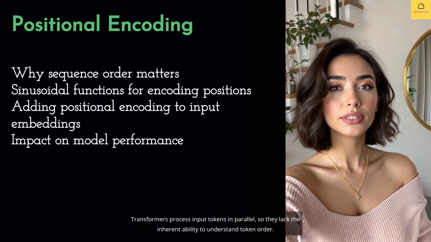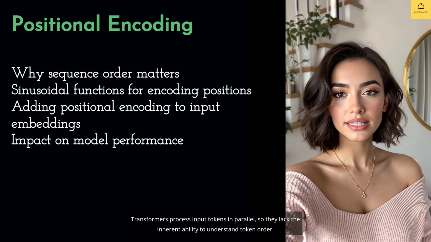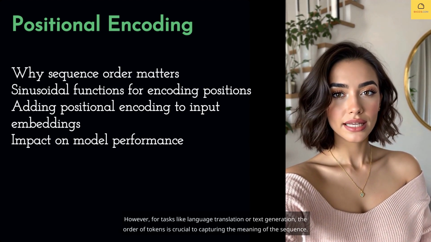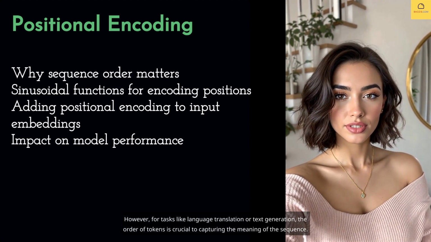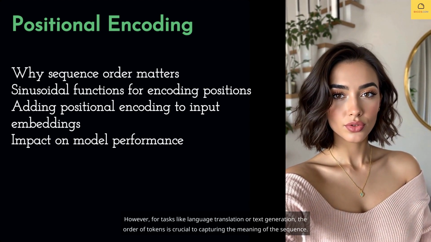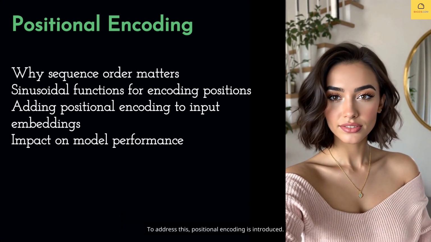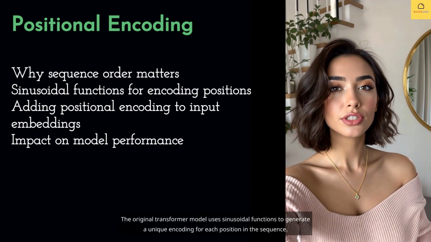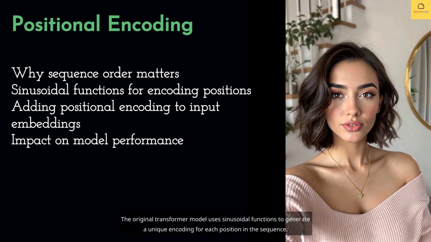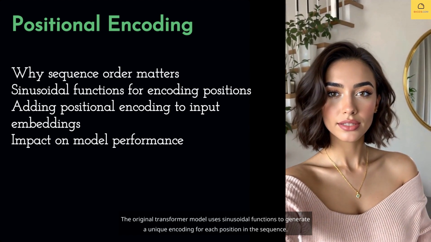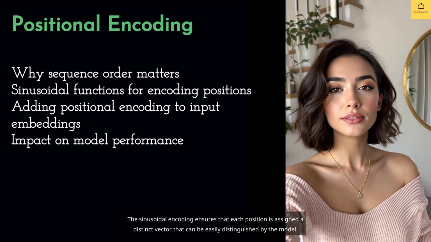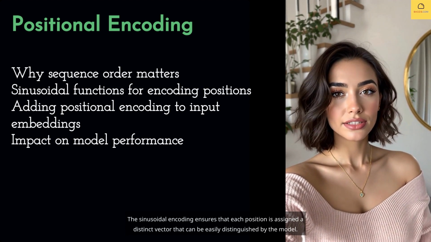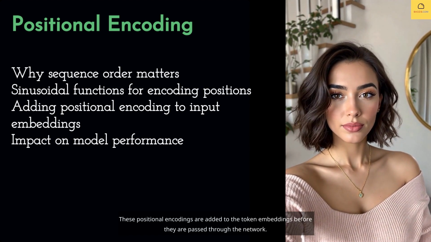Transformers process input tokens in parallel, so they lack the inherent ability to understand token order. However, for tasks like language translation or text generation, the order of tokens is crucial to capturing the meaning of the sequence. To address this, positional encoding is introduced. The original transformer model uses sinusoidal functions to generate a unique encoding for each position in the sequence.